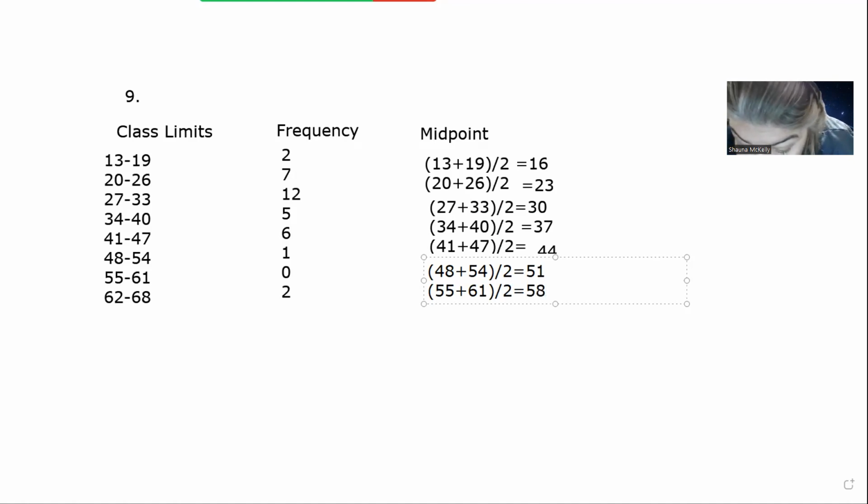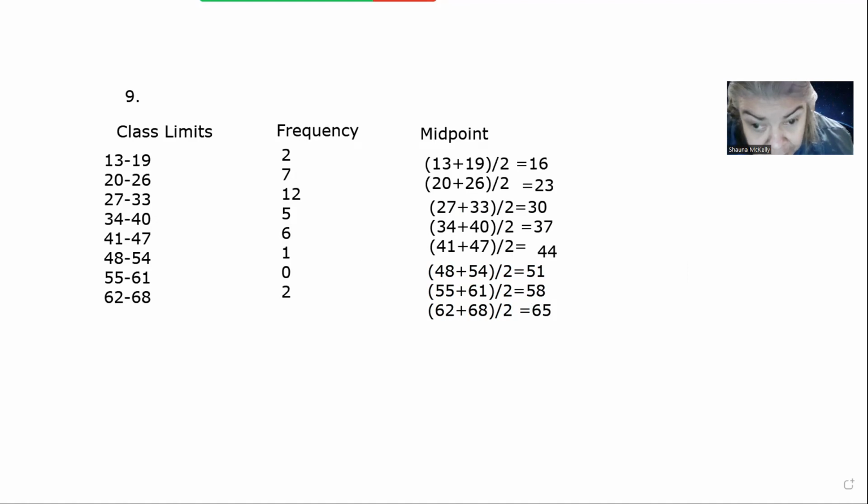And one more, we have 62 plus 68 divided by 2, and that's equal to 65. All right. What we're going to do now is we're going to go in our calculator and we're going to put the midpoints in one column that we just calculated and the frequency in another column.